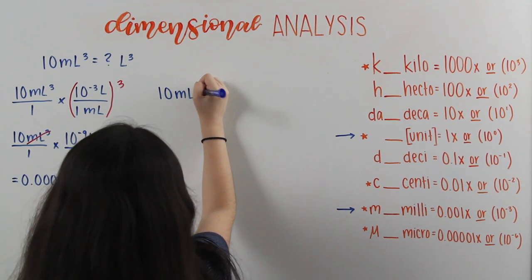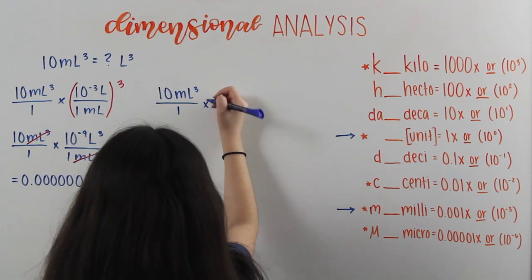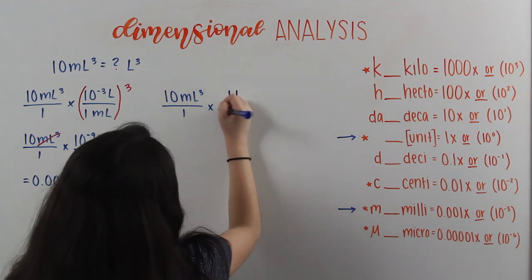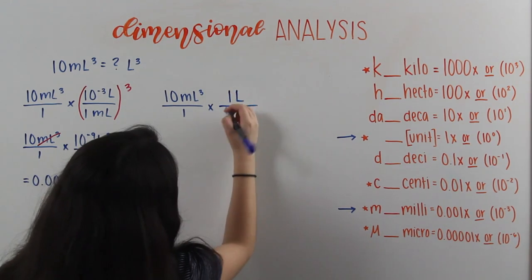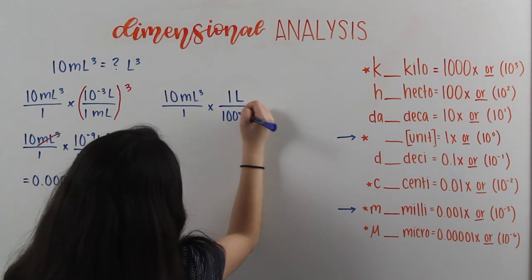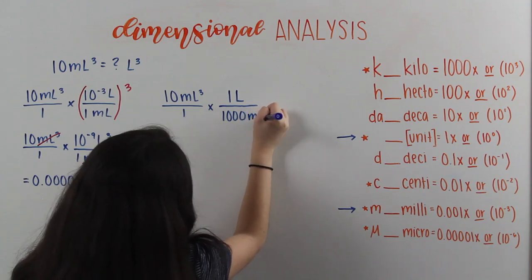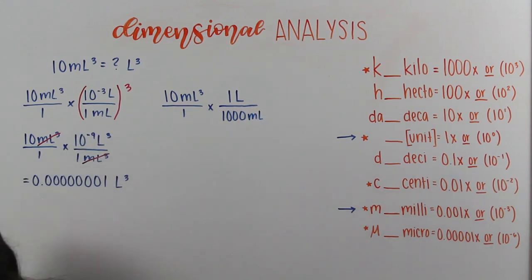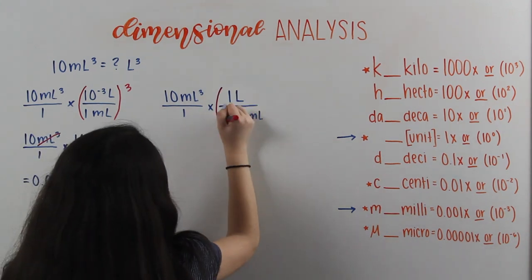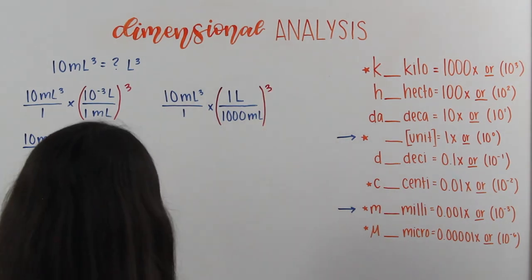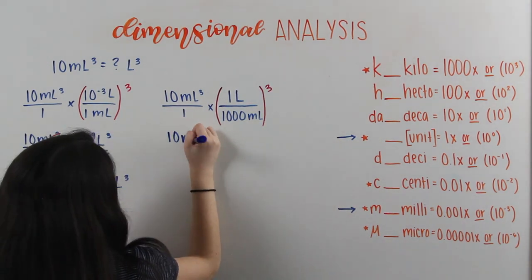Let's try doing this problem another way. First, we convert milliliters to the base unit liters. We know that 1,000 milliliters makes up 1 liter. So we put 1,000 milliliters at the bottom and 1 liter at the top. Because the given unit is milliliters cubed, we need to make sure the bottom of the conversion factor is also milliliters cubed. To do so, we have to cube the whole conversion factor.